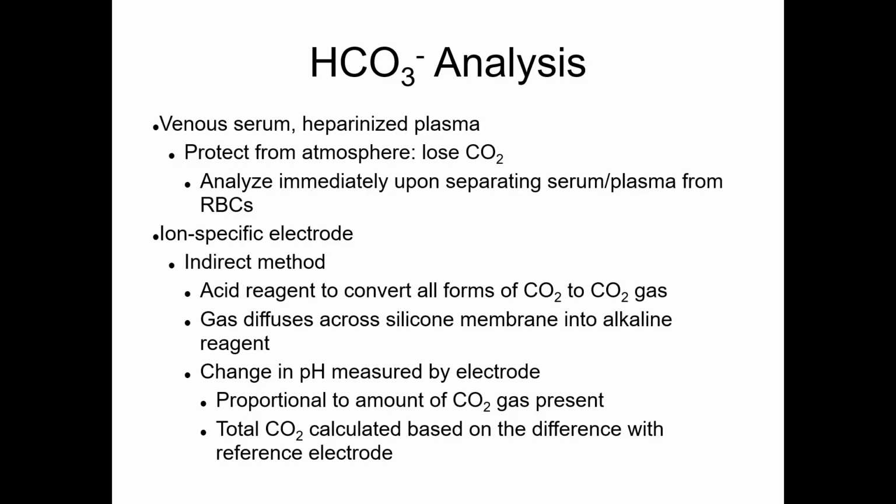Bicarbonate analysis: venous serum or heparinized plasma, protected from the atmosphere because it's going to lose carbon dioxide. Analyze immediately upon separating serum or plasma from red blood cells. With the ion-specific electrode, the indirect method, an acid reagent converts all forms of carbon dioxide to carbon dioxide gas. The gas diffuses across a silicone membrane into an alkaline reagent. The change in pH is measured by an electrode, and it's proportional to the amount of carbon dioxide gas present. Total carbon dioxide is calculated based on the difference with the reference electrode.